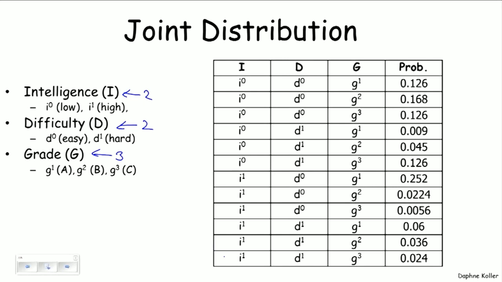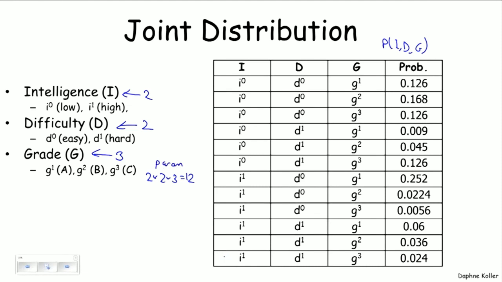Now here's an example joint distribution over this set of three random variables. So this is an example of P of I, comma D, comma G. It's a joint distribution. And let's think about how many entries are in such a joint distribution. Well, since we have three variables and we need to represent the probability of every combination of values for each of these three variables, we have 2 times 2 times 3 possible combinations for a total of 12 possible values that we need to assign a probability to. So there's 12 total parameters in this probability.